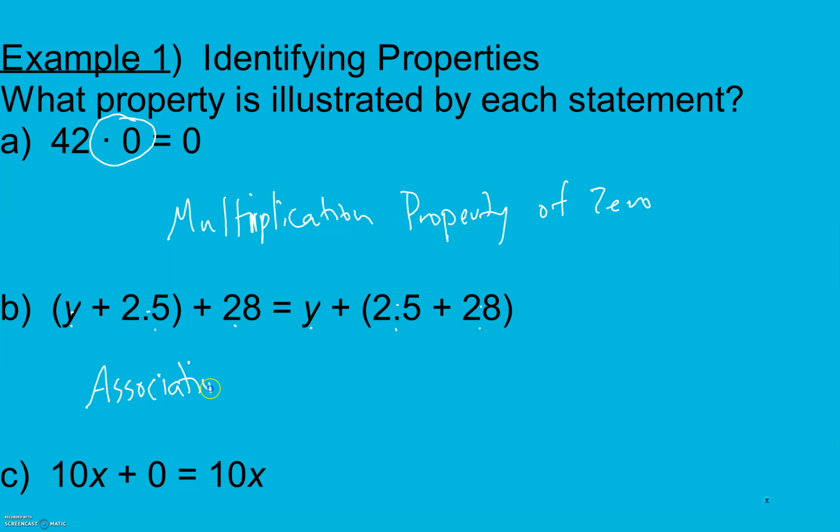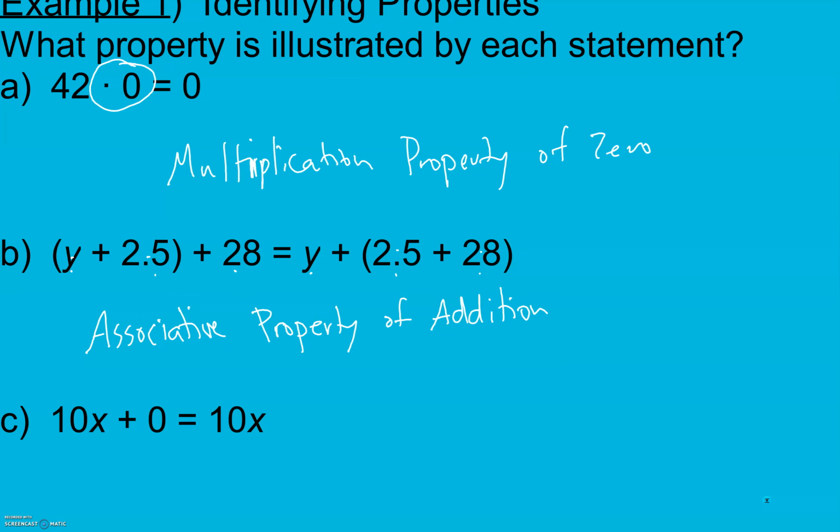Think about your associates, or who you associate with, your friends, your group of people. That is the associative property, deals with grouping. And here, because we're adding, it's going to be of addition.